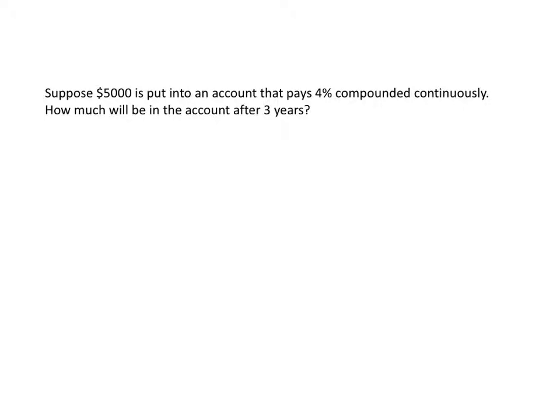Okay, so in these problems, we're going to use the continuous exponential growth formula. I'm going to write it up here. It's the one with E. So it's A, which is the initial amount, times E, which is a number that's about 2.718. It goes on and on forever.